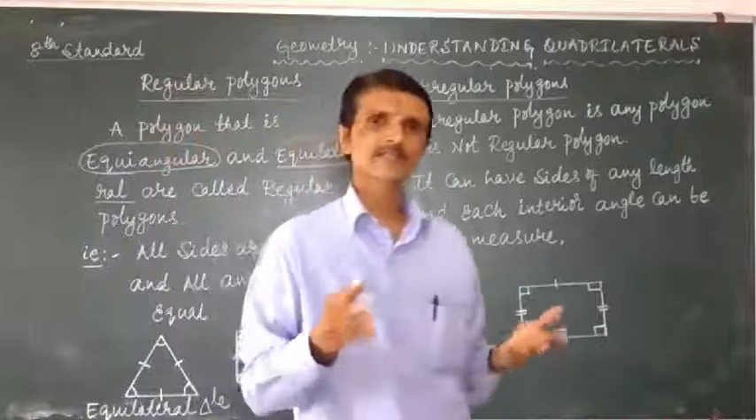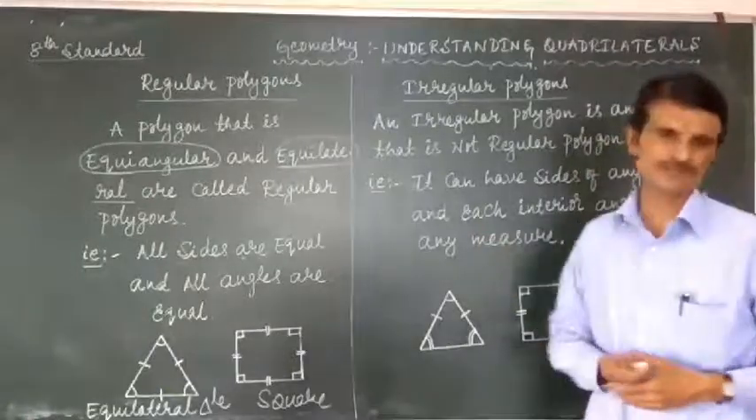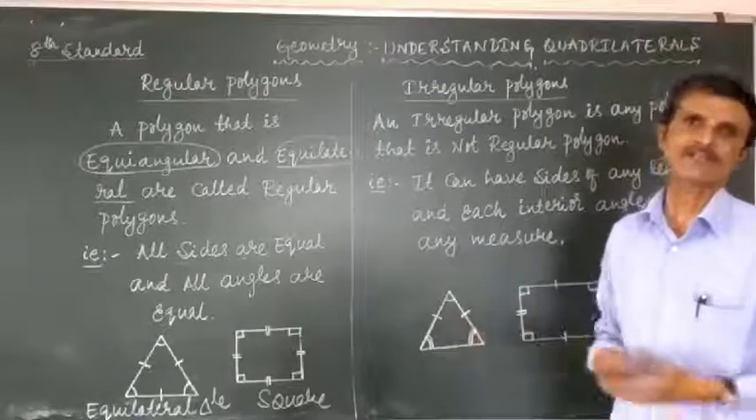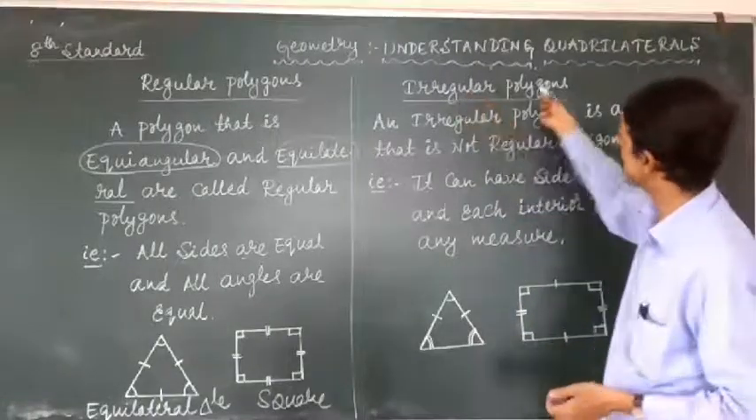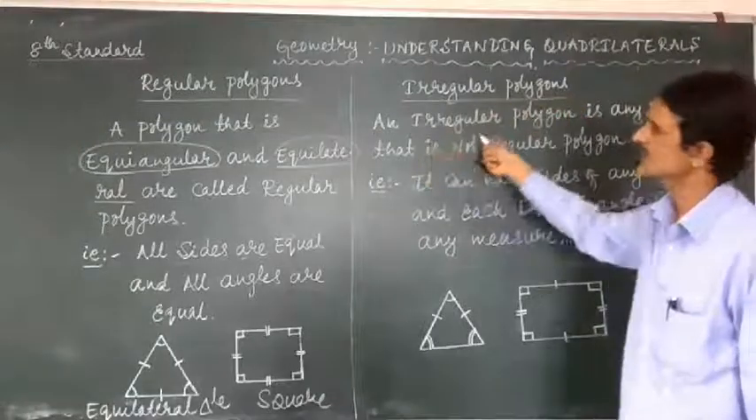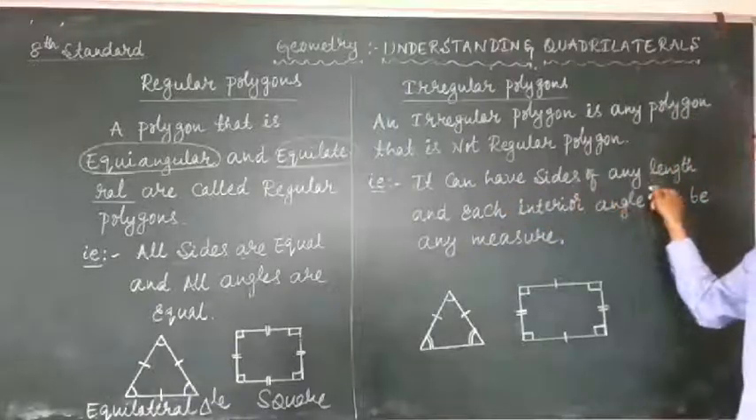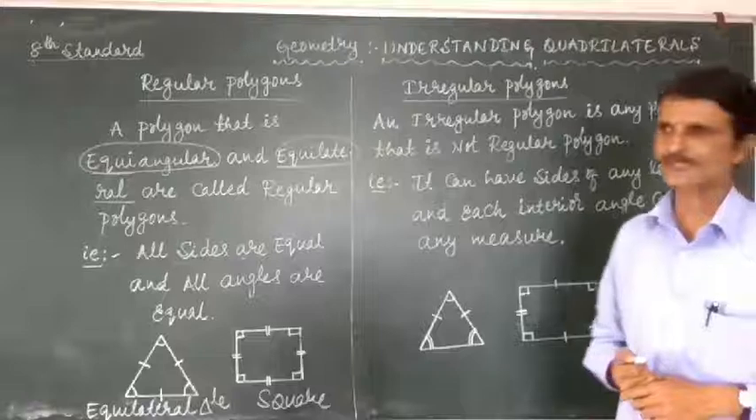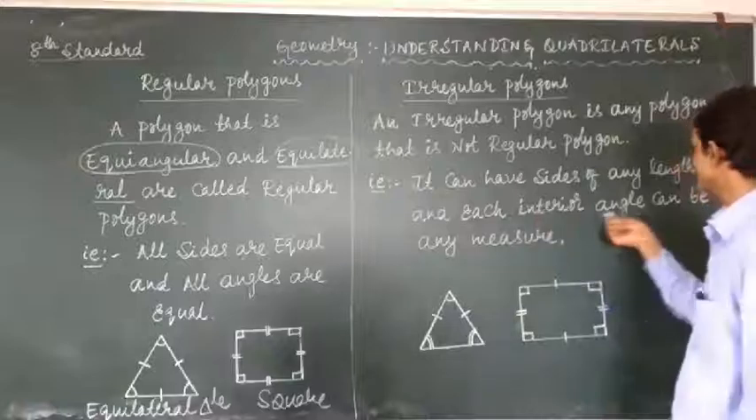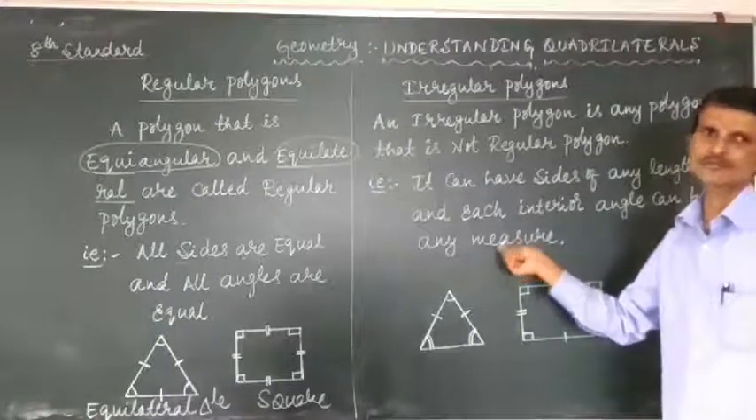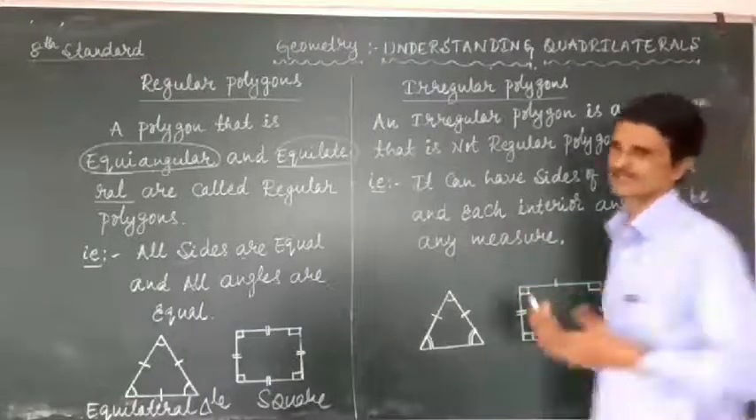That means the sides may be equal or may not be equal, and the angles may differ from one angle to another. So irregular polygons are not regular polygons. That means they have different lengths of sides, and each interior angle may have a different measurement.